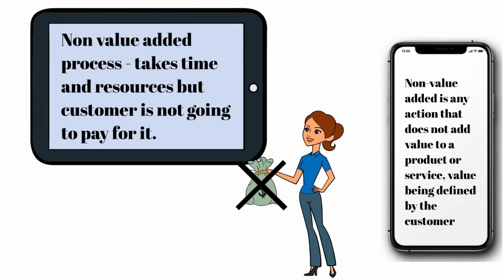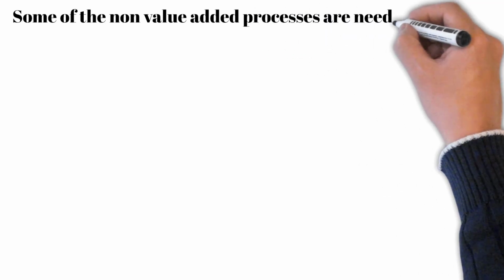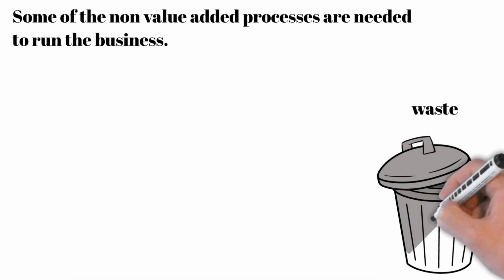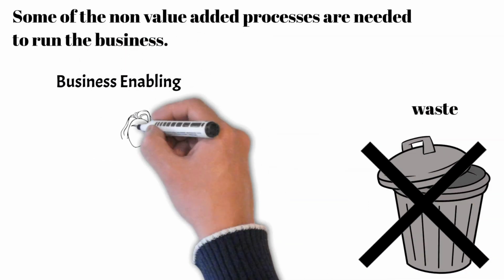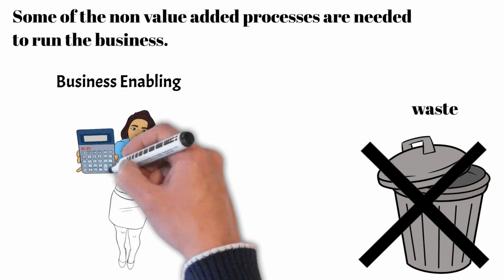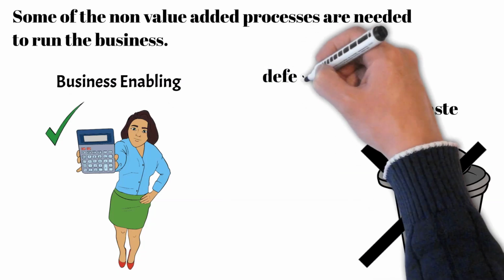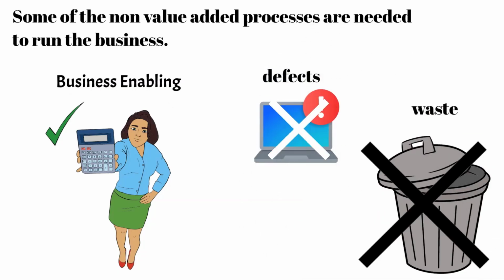Therefore, during the process when an action is taken, it can be classified as value added or non-value added. Some of the non-value added processes are needed to run the business, and they are called business enabling activities. And it is our job to evaluate those processes and remove bad non-value added processes from the business model. So non-value added activities are waste. We will review types of waste later in the course.